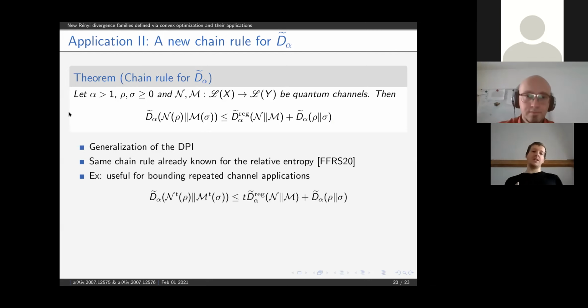And maybe one example of why this might be useful is if you have a repeated channel application. So for example, if n to the power of t denotes the channel n composed with itself t times, we can upper bound this divergence, which if t is very large, may be quite difficult to compute. We can upper bound this divergence in terms of just t times the regularized sandwiched divergence between the channels and this divergence between the operators. And we know from the first application that we can compute upper bounds on this quantity as well. So we can use the D-sharp divergences again to get another upper bound on this quantity.